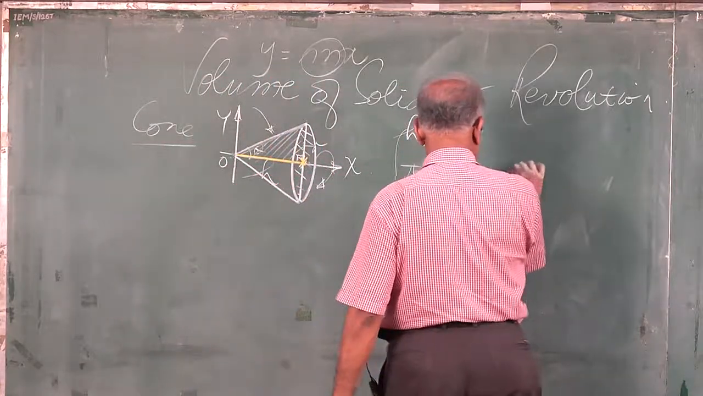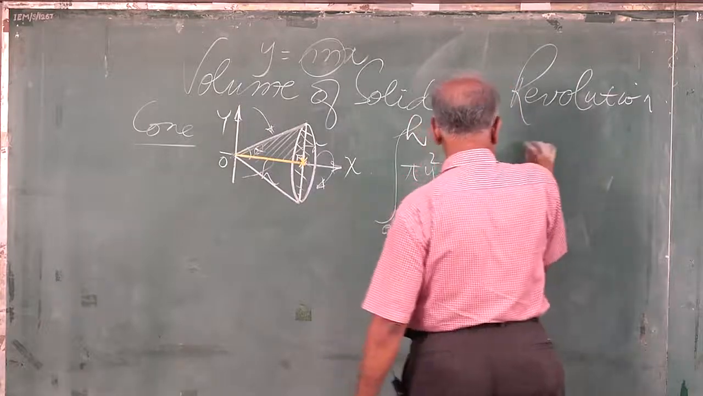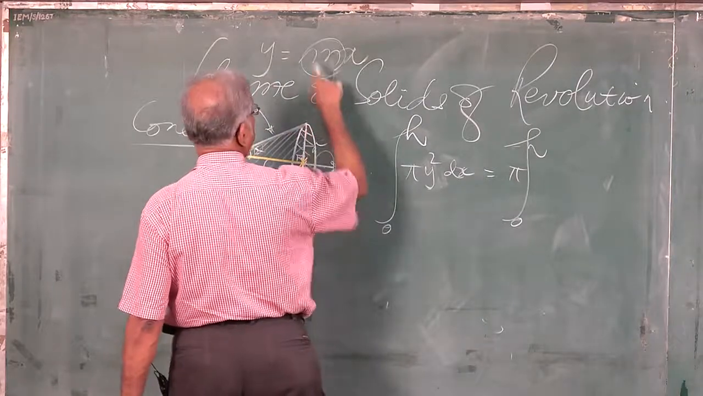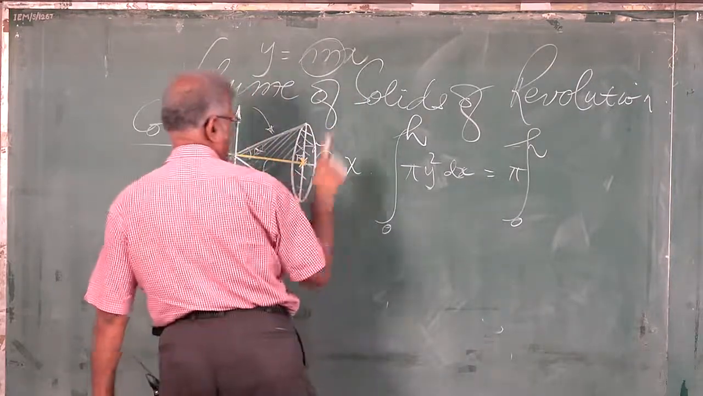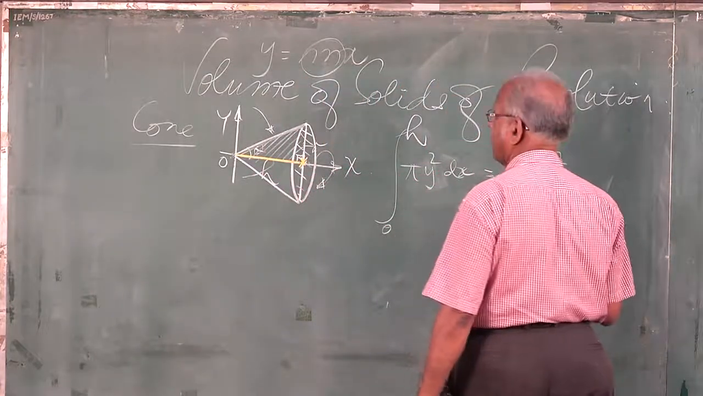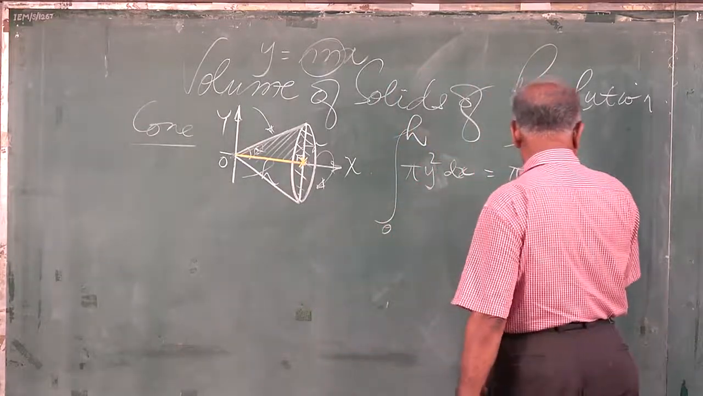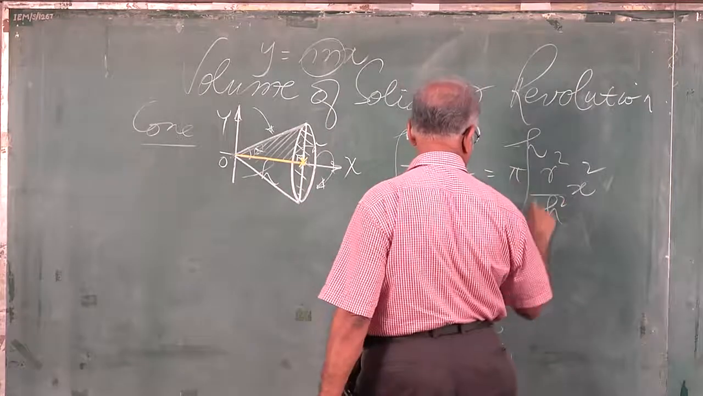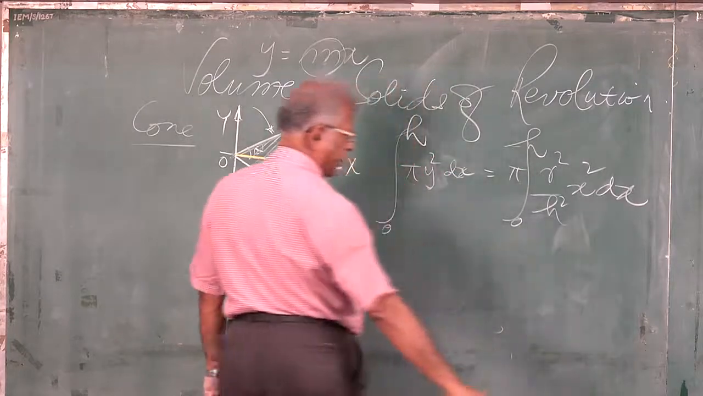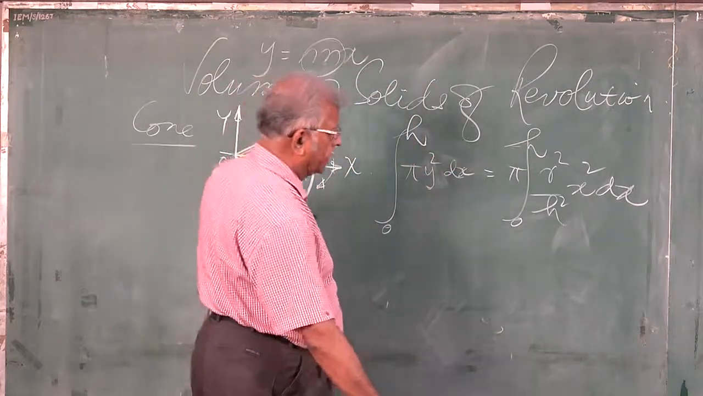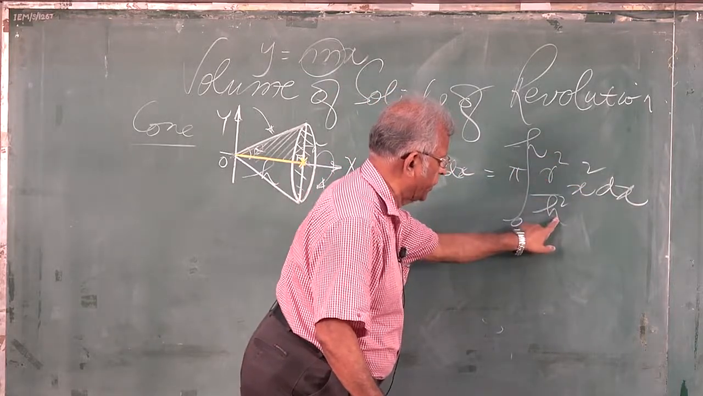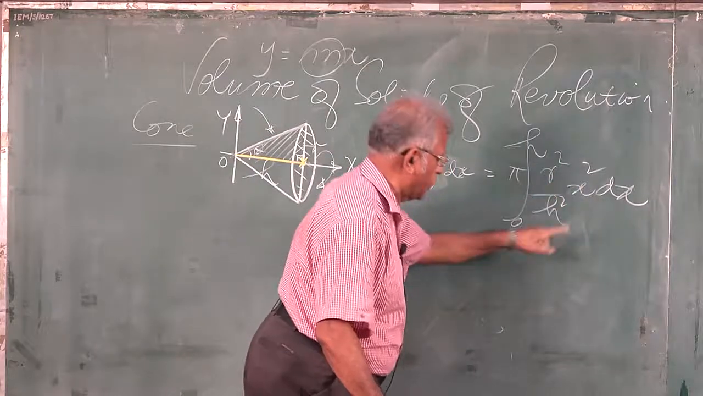So, this is pi out, integral 0 to h. Y, as I said again, is mx, m is r over h. So, r square over h square and x square, because that is y, r over h x. And of course, with respect to x, that is the integral we have to evaluate. There is nothing wrong there. This entire expression is for y square. R x over h is y, so y square is r square x square over h square.